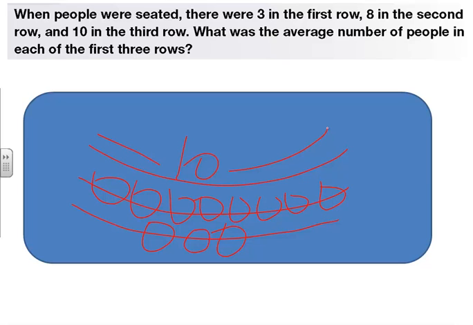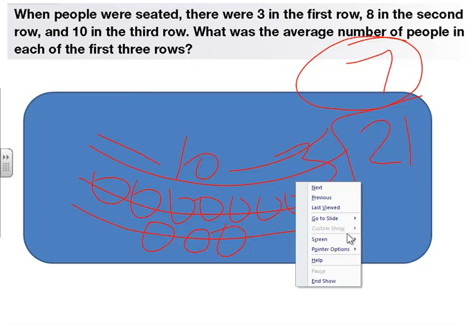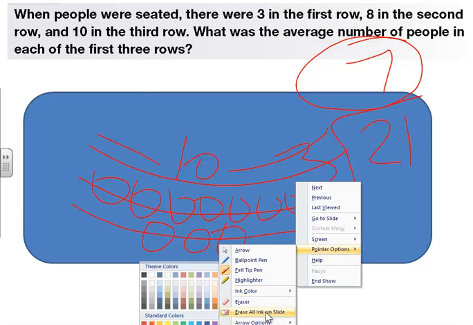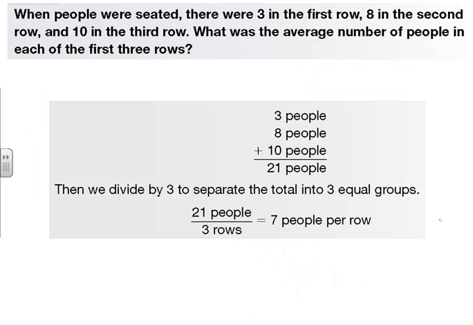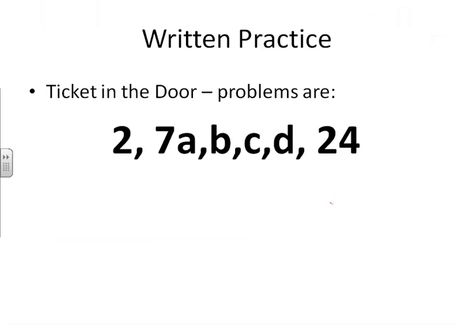How are you going to figure that out? It's a 2-step problem. So what's the first thing you need to do? That's correct. You need to add these all up. 10 plus 8 plus 3, that's 21 people. And how many rows are they on? They're on 3 rows. How many times does 3 go into 21? 7 times. So our average number of people in each of the first 3 rows is 7. That's the answer that you should have come up with. Seven people per row. That's it.